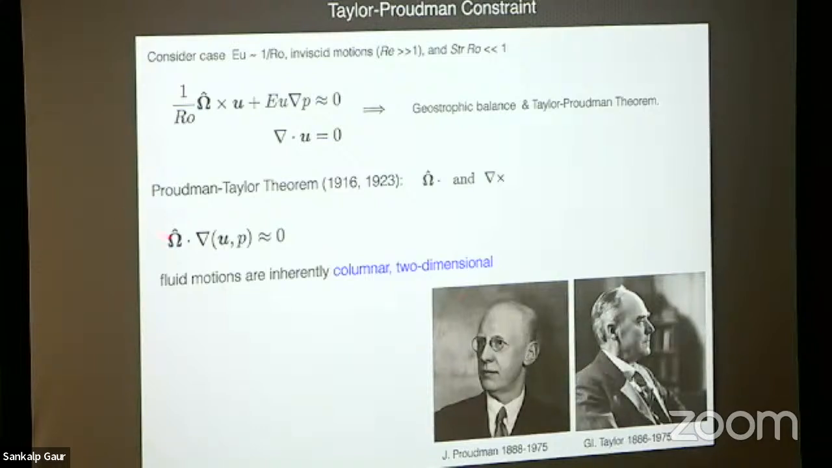So here it is, geostrophic balance. You don't have to do too much math on this, just do these two operations on this momentum balance, and you get what we call the Taylor-Proudman constraint. It's basically saying that fluid motions and pressure want to be invariant along the rotation axis. So this is talking about columnar motions.